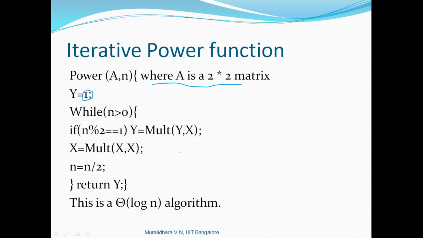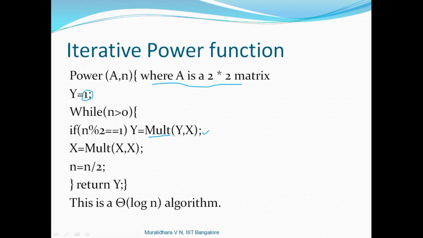But since x and y are matrices here, what I need to do is multiply y and x. So I'll assume that I have a multiply function which will take two square matrices and give me the answer. Since this is a 2 cross 2 matrix, the amount of computation involved in multiplying two 2 cross 2 matrices is constant. Since the size of the matrix is a constant, the multiplication function will work in constant time.